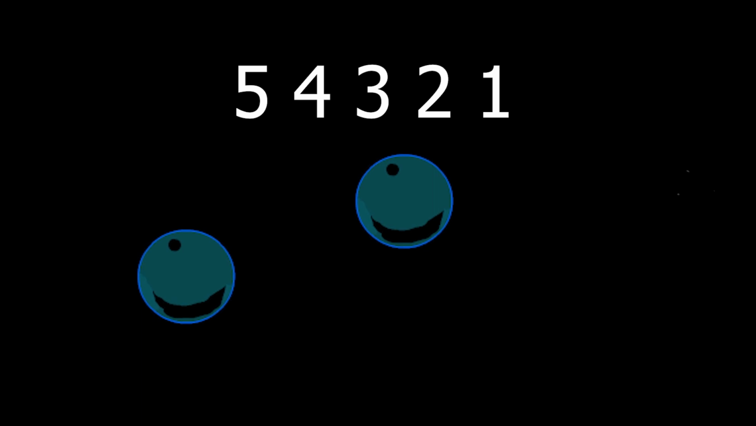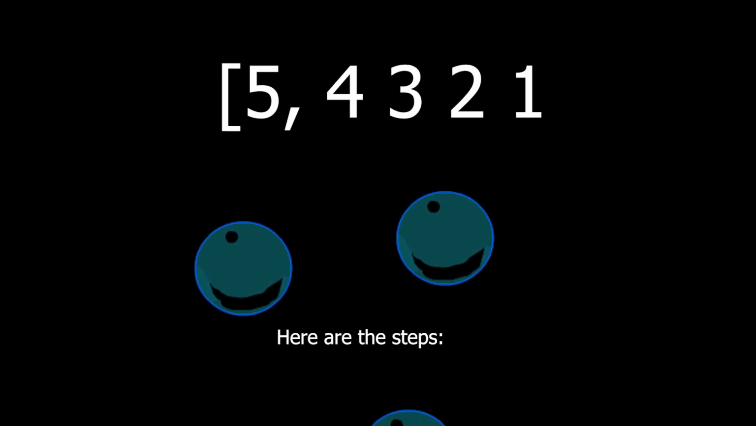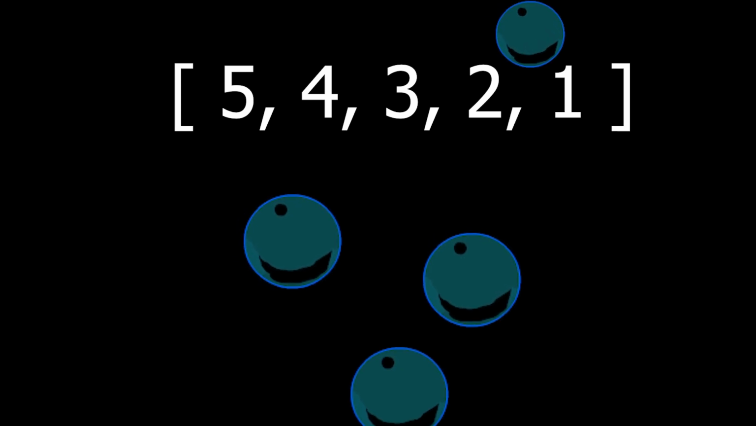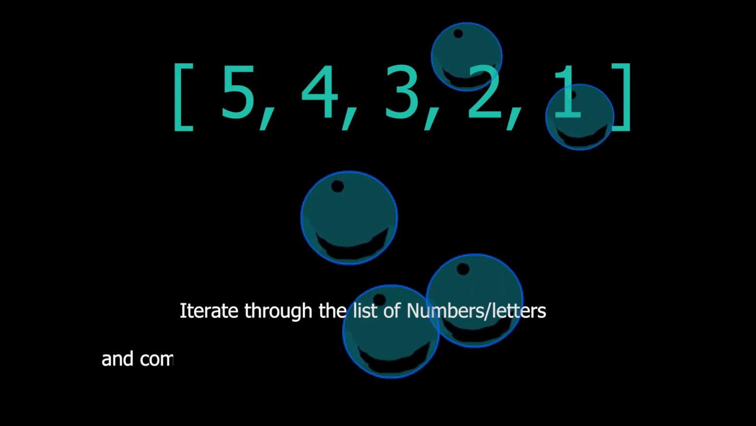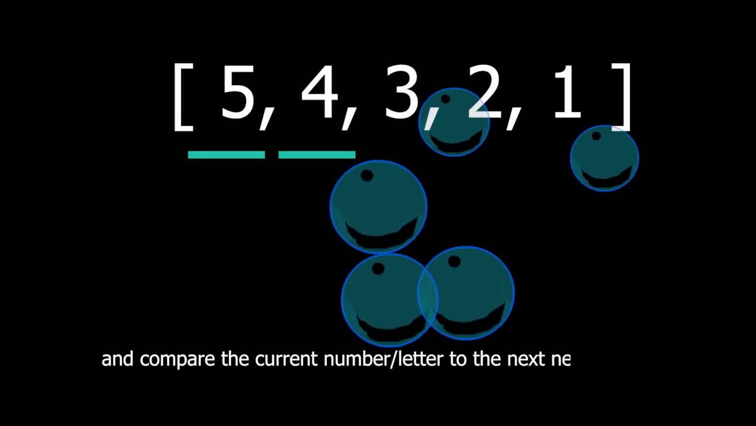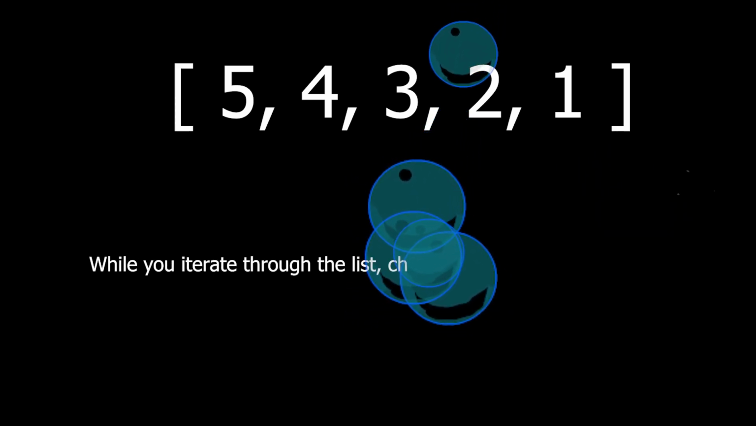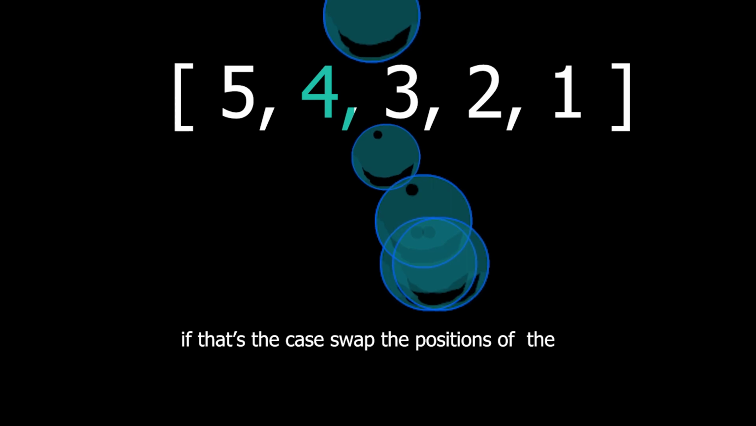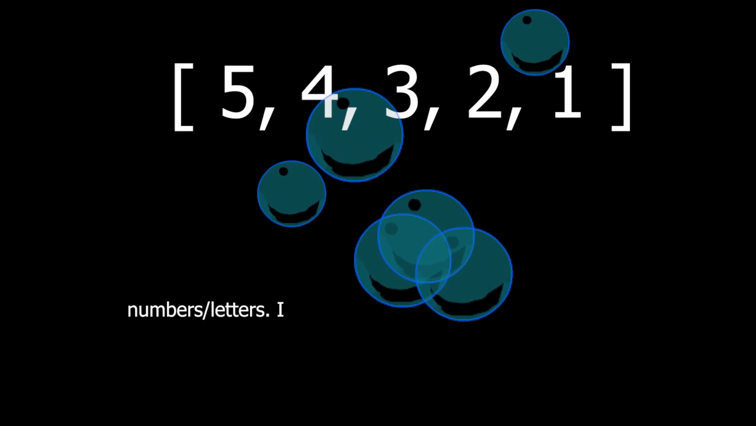Say you have the numbers 5, 4, 3, 2, and 1 in that order. Here are the steps to implementing the algorithm. Step 1, you iterate through the list of numbers or letters and compare the current number or letter to the next neighbor. While you iterate through the list, check if the current number/letter is larger than the next. If that's the case, you swap the positions of the numbers/letters.